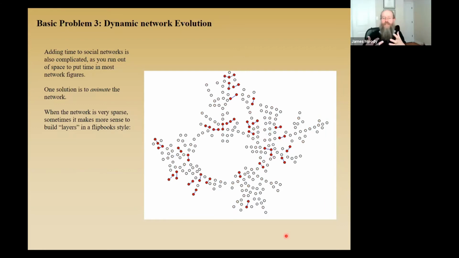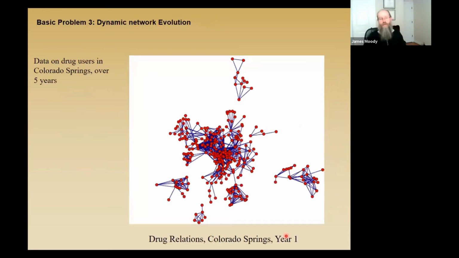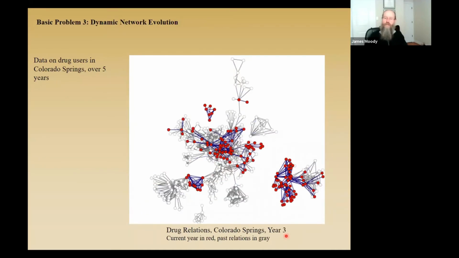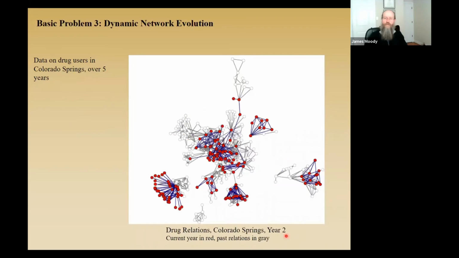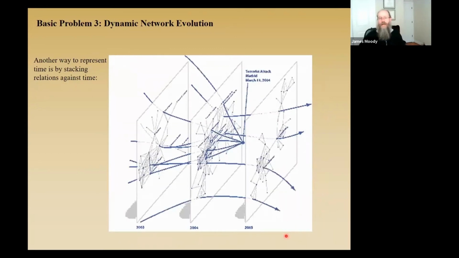But the animation is a nice way to get an intuition about the ways in which these relationships go. You can do the same thing with waves of data, right? So here is the Colorado Springs drug data. And if you layer them over time, you can see time 1, time 2, 3, 4, and 5. And it's just a nice way to look at the way in which these things are going back and forth like that. Okay. If you have lots of time where things move through panels in time, it might be a good idea to stack them.